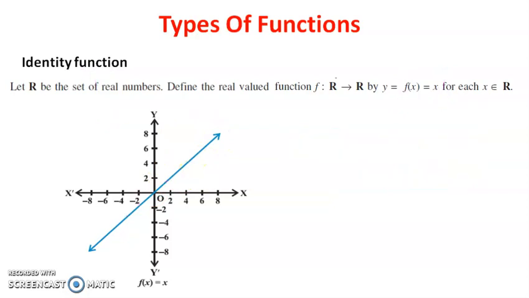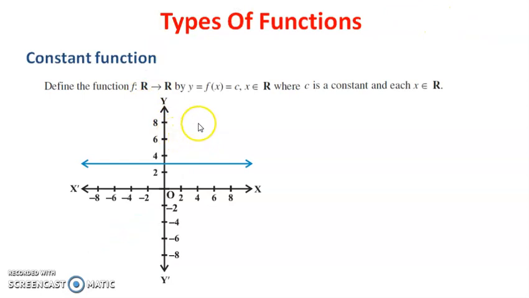Next we will be discussing the constant function. A constant function is when f of x is equal to c. The graph will be parallel to the x-axis. All this is called the constant function. f of x is equal to c means what? Here, f of x is equal to 3.